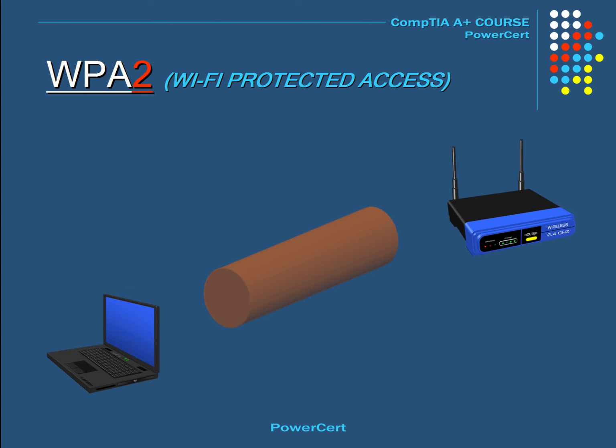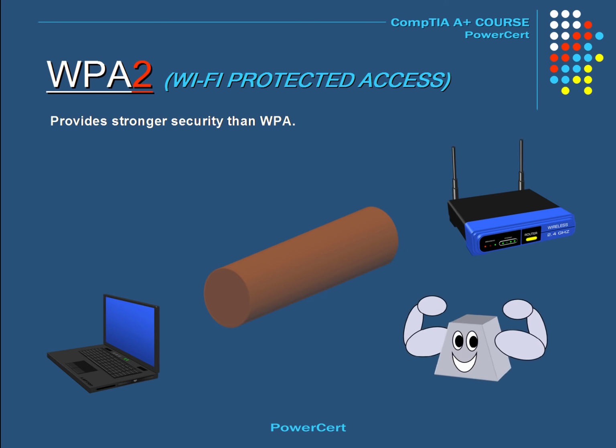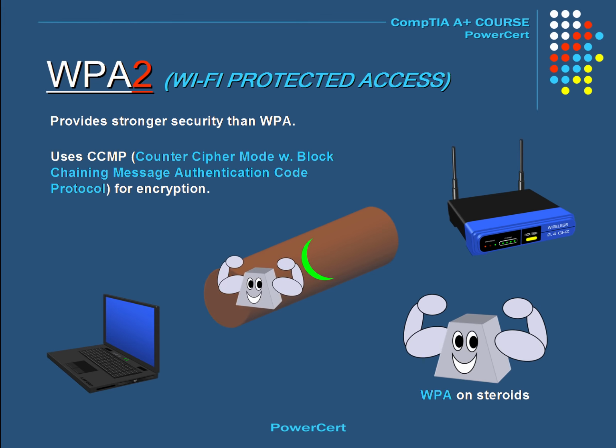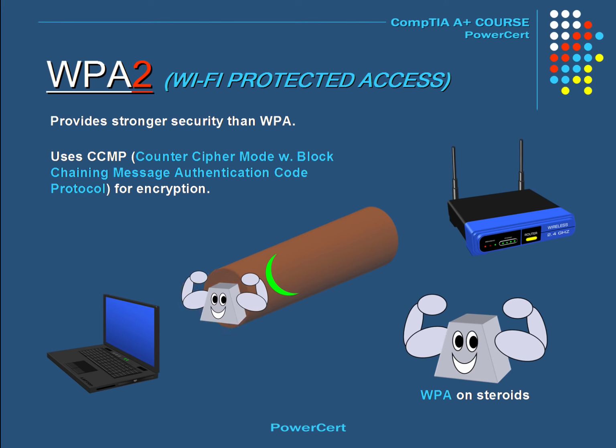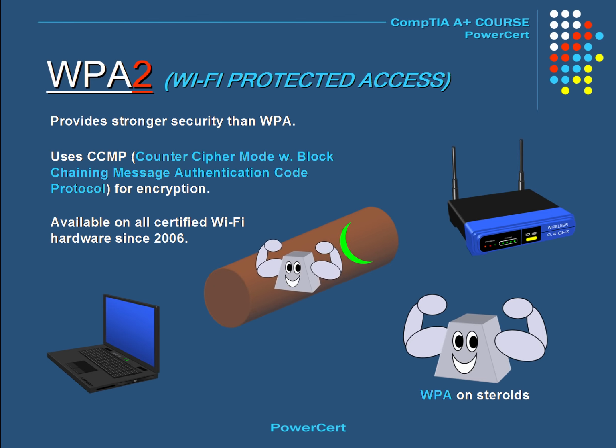Building on the security of WPA, WPA2 was developed to provide even stronger security than WPA. It does this by requiring the use of a stronger wireless encryption method. While WPA uses Temporal Key Integrity Protocol for encryption, which is known to have some limitations, WPA2 uses CCMP for encryption. And CCMP is more secure because it uses an enhanced data cryptographic encapsulation mechanism. And since 2006, WPA2 is available on all certified Wi-Fi hardware.